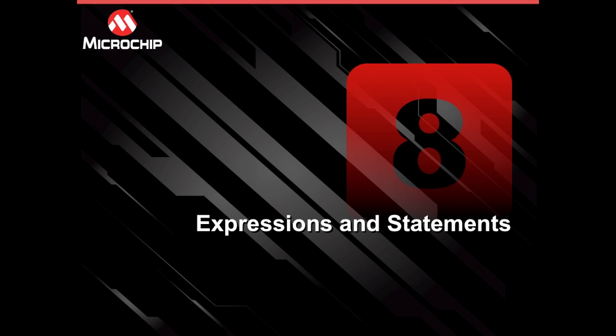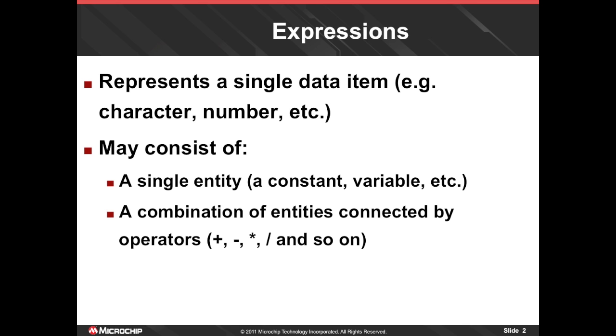Okay, welcome back to our video series on C. We're looking at expressions and statements. So expressions represent single data items. They could be numbers, characters, and it may consist of a single entity, such as a constant or a variable, but more often than not, expressions are combinations of entities that are connected by different operators.